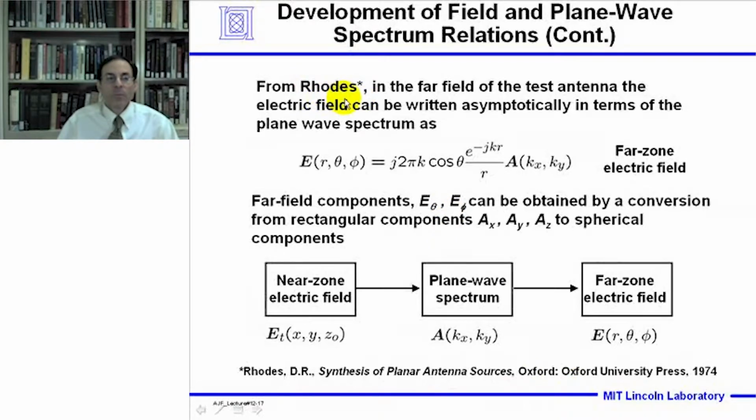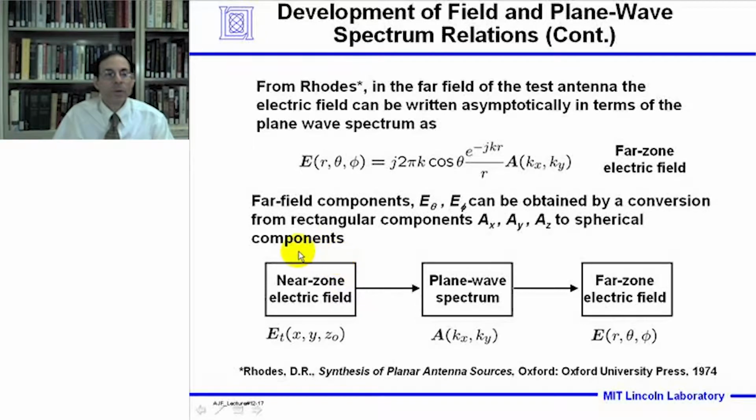And so from the reference by Rhodes, the book, Synthesis of Planar Antenna Sources, in the far field of the antenna under test, the electric field can be written asymptotically in terms of the plane wave spectrum as shown here. The electric field in the far zone is proportional to cosine of theta, e to the minus jkr over r, where r is the range distance, times the plane wave spectrum. We just showed in the previous slide how to compute the plane wave spectrum from the near zone electric field. And now the far field components E theta and E phi can be obtained by converting from rectangular components A_x, A_y, A_z to spherical components.